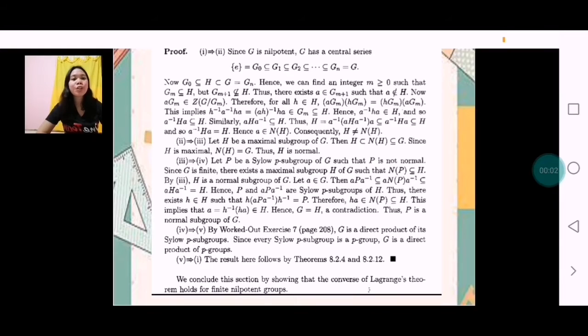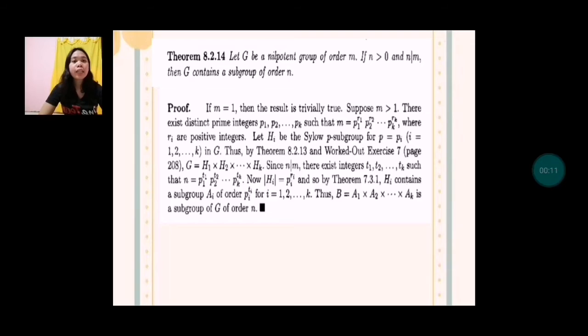We conclude this section by showing that the converse of Lagrange's theorem holds for finite nilpotent groups. In theorem 8.2.14, let G be a nilpotent group of order m. If n is greater than 0 and n divides m, then G contains a subgroup of order n. Proof: if m equals 1, then the result is trivially true. Suppose m is greater than 1.